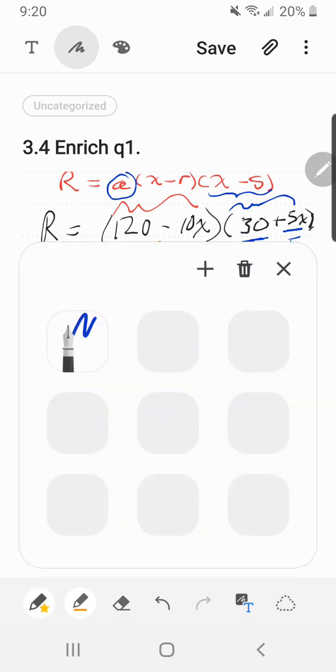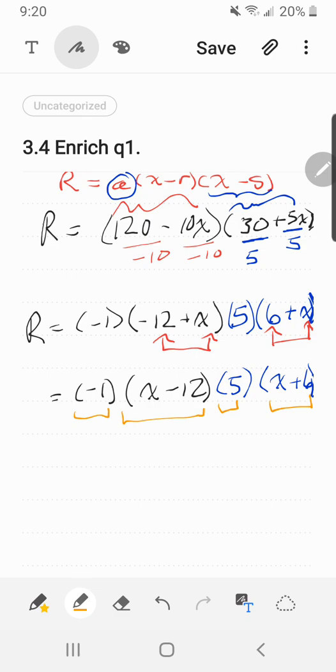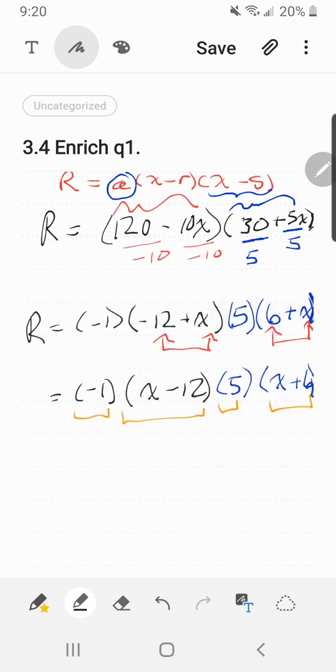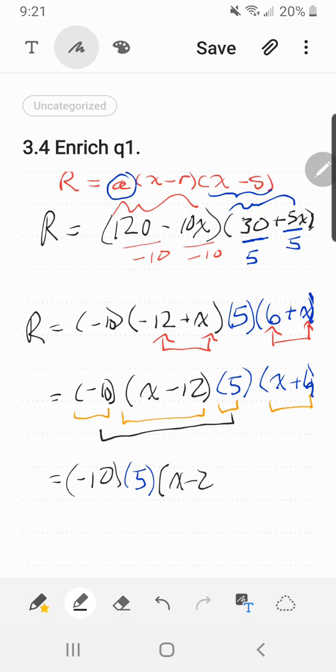5. And, oh, sorry, I made a mistake. This number that was pulled out in front here should be negative 10 in front, not negative 1. I apologize. So now we're actually going to take the 5 and the negative 10 and put them beside each other. So you get negative 10 in brackets, and in blue, you've got 5. And then we'll just leave our brackets. So you're going to get x minus 12 and x plus 6.